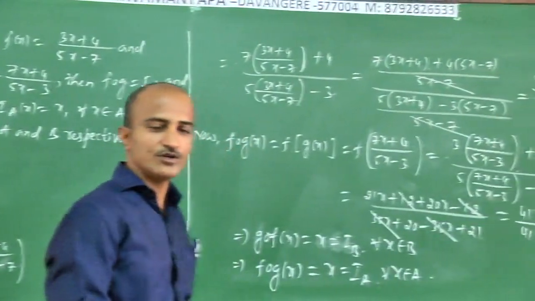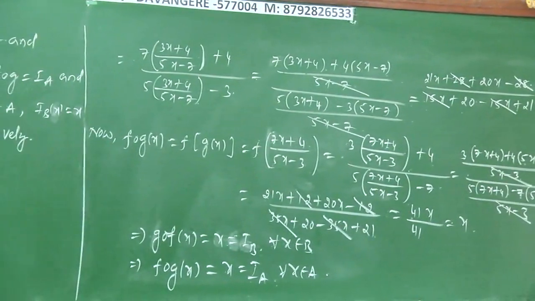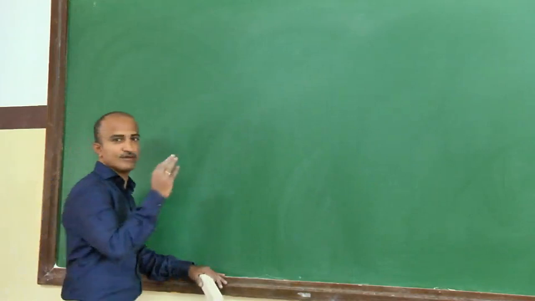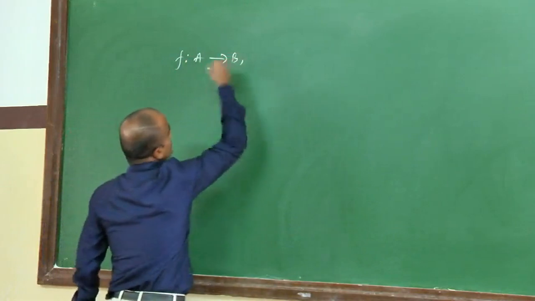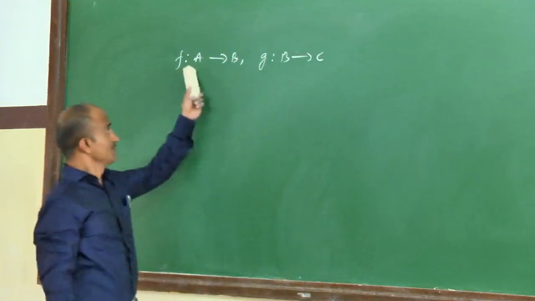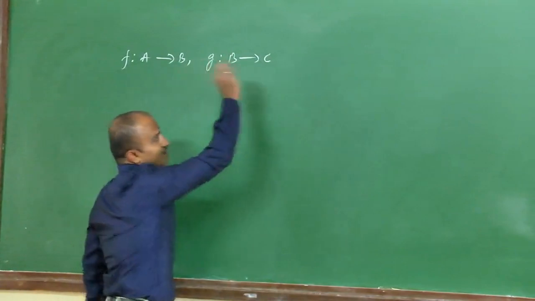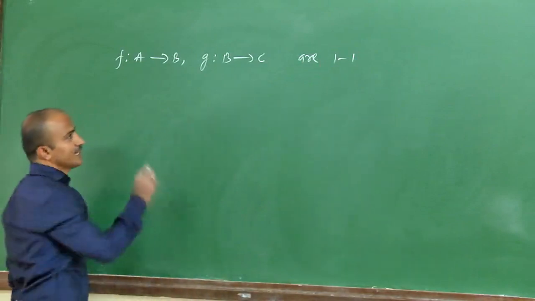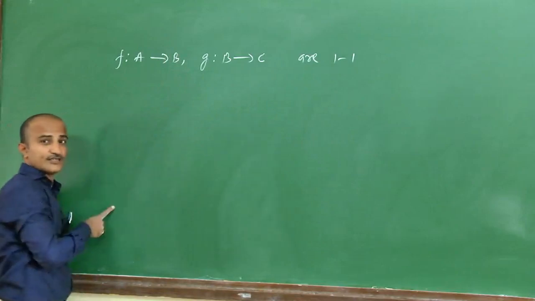This is how we need to show that the given function implies. Now we will discuss some other properties of composite functions. So now we will consider two functions, f and g. f is a function from A to B and g is a function from B to C. If both the functions f and g are 1 to 1, then their composition is also 1 to 1.